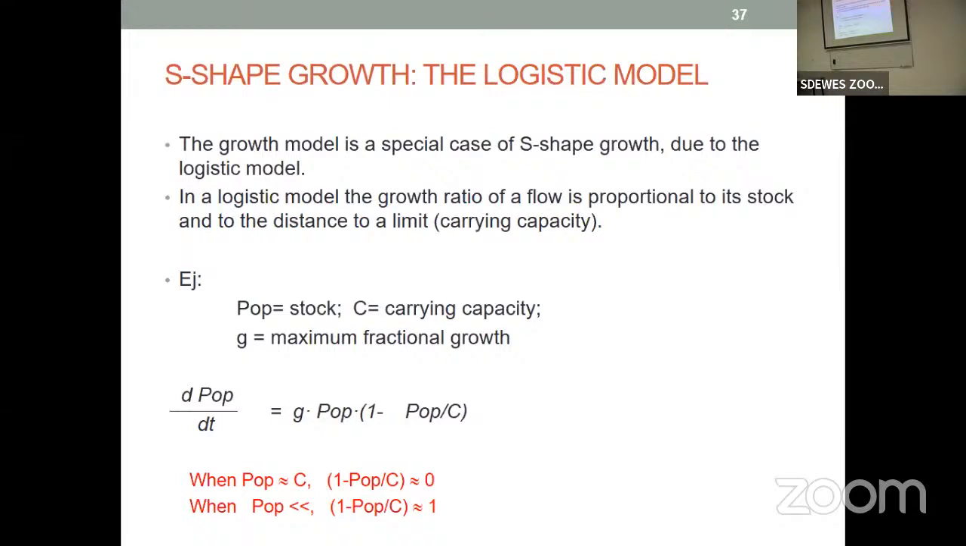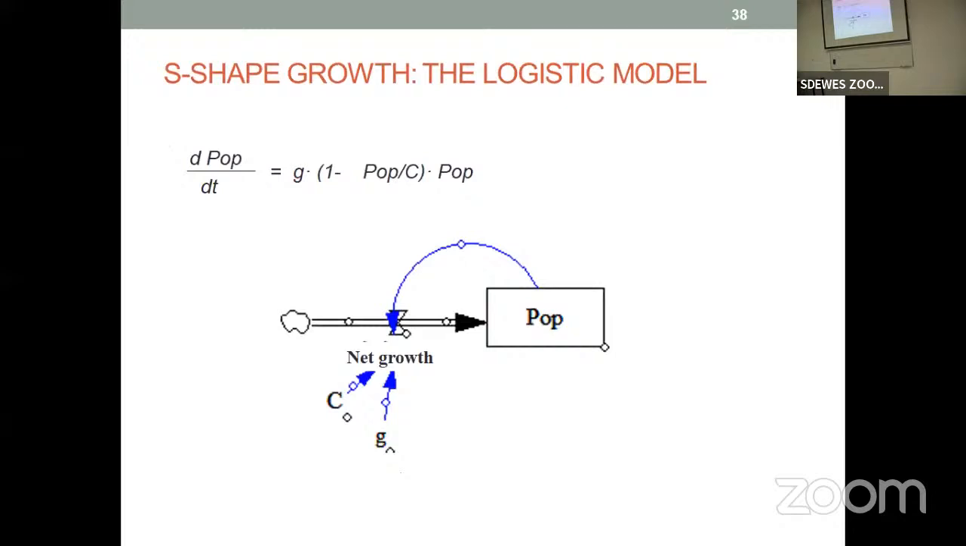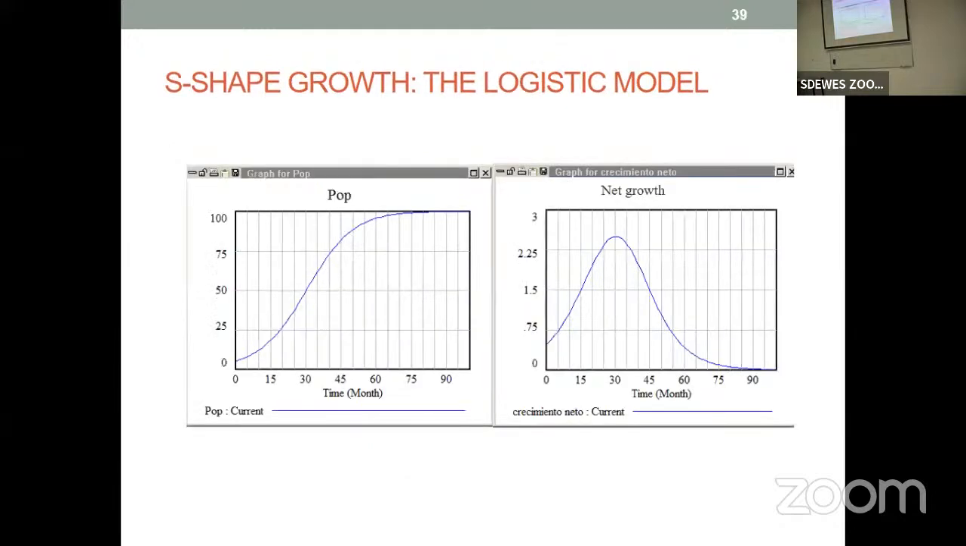Well, the logistic model for population with carrying capacity, from a mathematical point of view, will be something like that, but I am not going to get deep into that. This is the growth of population with a carrying capacity limit, and this is the net growth. The net growth is just the derivative of this curve, of course.